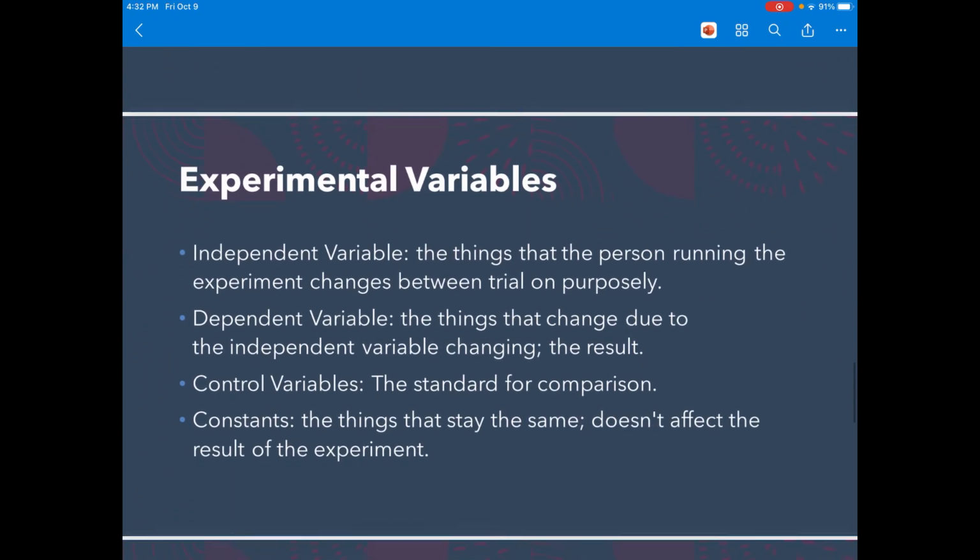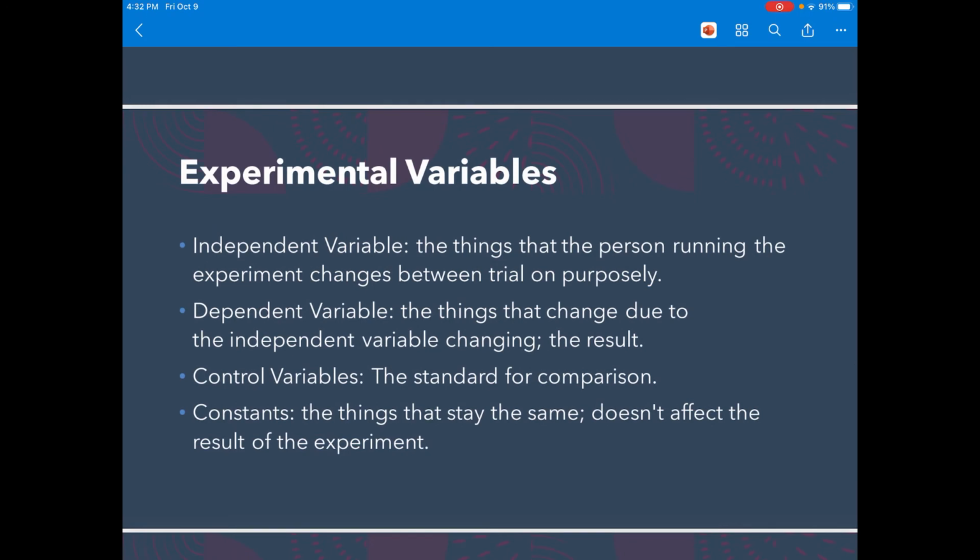When you're conducting an experiment, you must know the experimental variables. There are 4 of them. The independent variable is the thing that the person running the experiment changes between trials on purpose. The dependent variable is the thing that changes due to the independent variable changing, aka the result. The control variable is the standard for comparison.